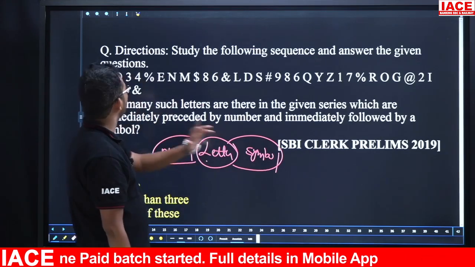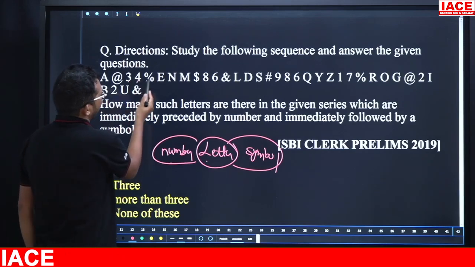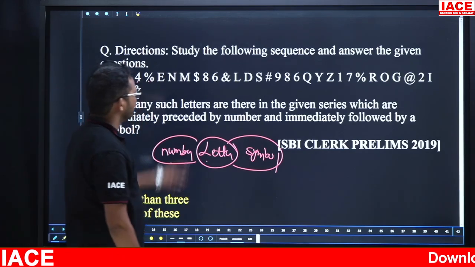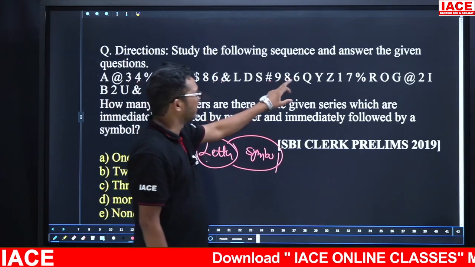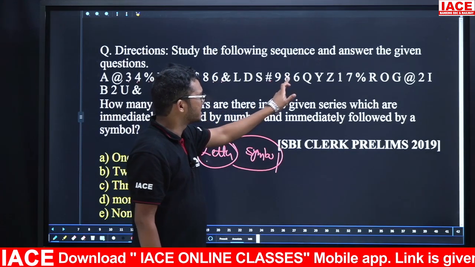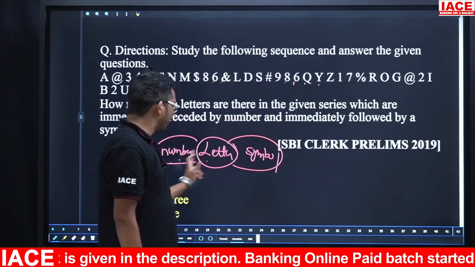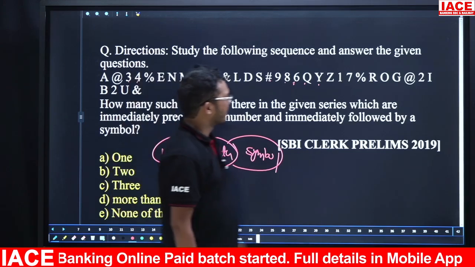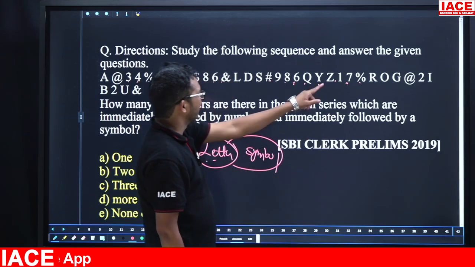That means your sequence is number, letter, symbol. So friends, take here: number, no. Number, letter, no. Next, number, no. Number, symbol, no. Next one, number, no. Next, number, next one letter, letter, no chance. Number, letter, symbol, yes. Next one, number, no. Number, symbol, no.